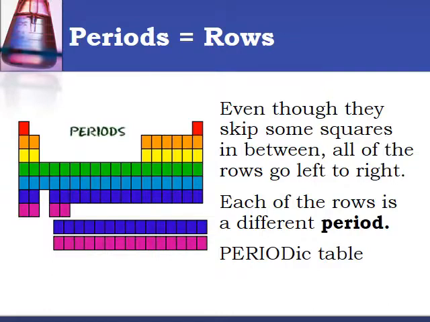So in a periodic table, the rows are called periods. Okay, sometimes they skip squares, like if you look at the red row across the top, there's a whole bunch of squares that are missing, right? There's only the two red elements in the top row, and there's the 8 orange elements in this next row, okay? But all the rows go from left to the right. Each of the rows is called a period, and that's where the name periodic table came from.